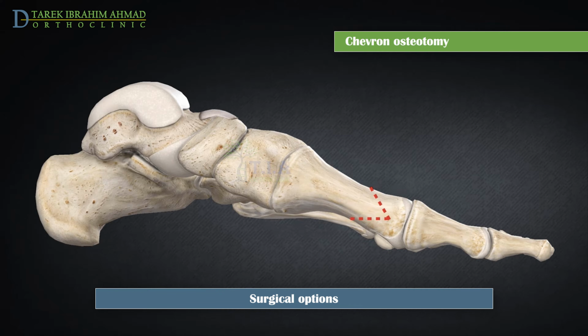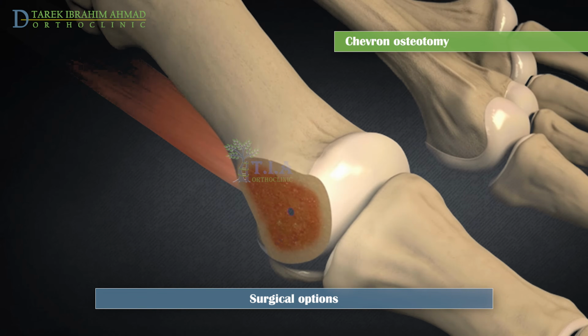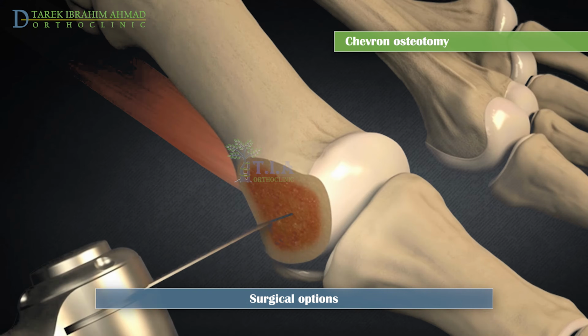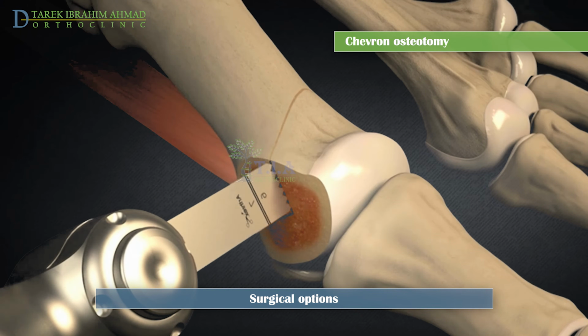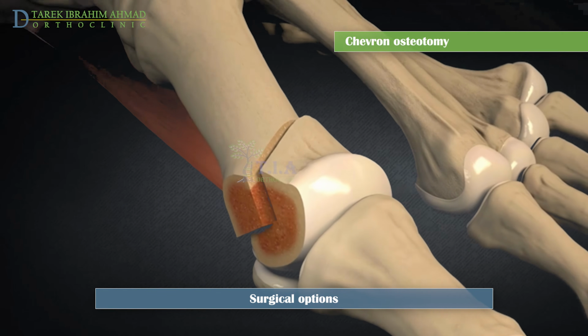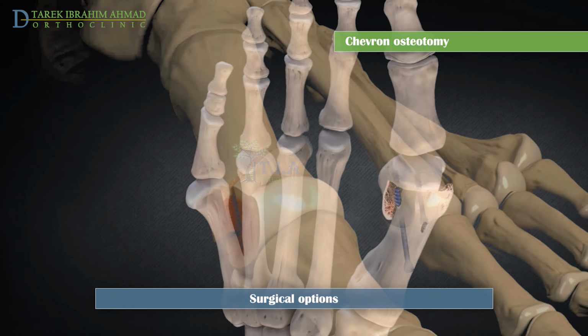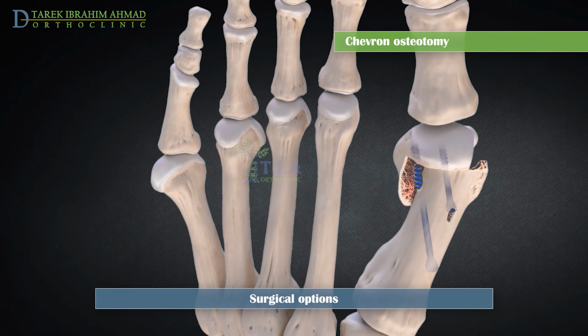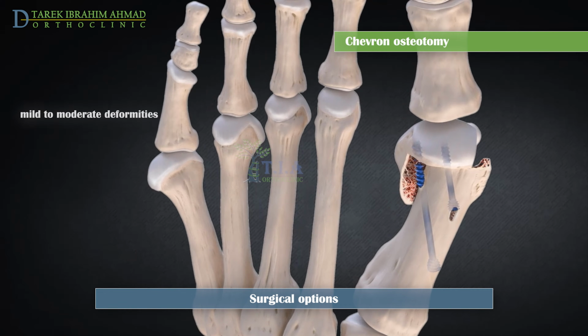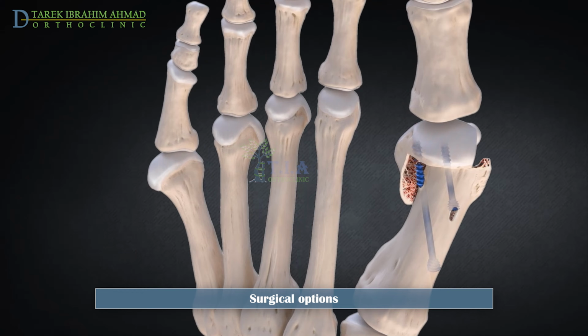Chevron procedure. A V-shaped osteotomy of the distal first metatarsal is created, allowing the first metatarsal to be shifted laterally back into a normal alignment, then fixed by pins and screws. Commonly used for mild to moderate deformities: IMA less than 13, HVA less than or equal to 40. Osteotomy can be performed in two planes, biplanar distal chevron, to correct increased DMAA.